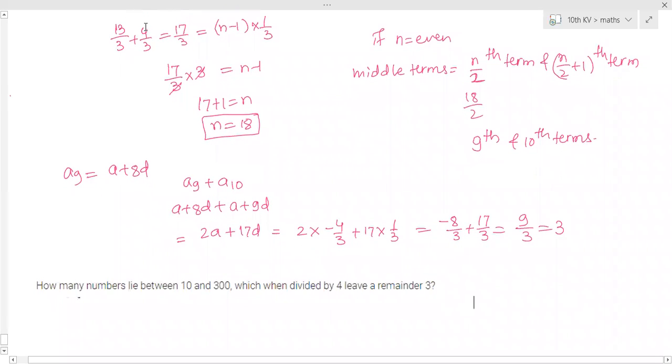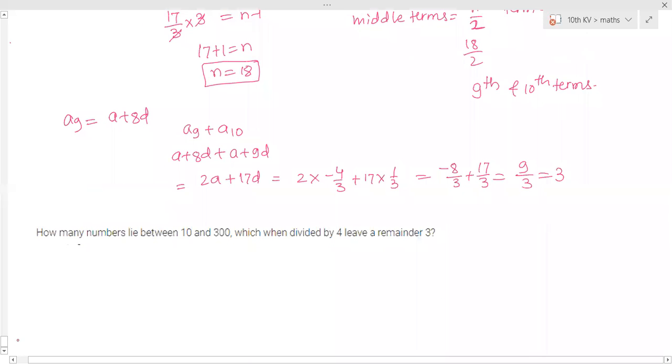Kritika, can you help me? Ma'am, will the first number be 11? Yes, it is 11. Start dividing the number by 4 and it should give the remainder 3. When you divide 10 by 4, what do you get? The remainder is 2. The next number is 11. When 11 is divided by 4, 4 twos are 8, then 3 is the remainder. So 11. The next number will be 15. Keep adding 4. Then 19.